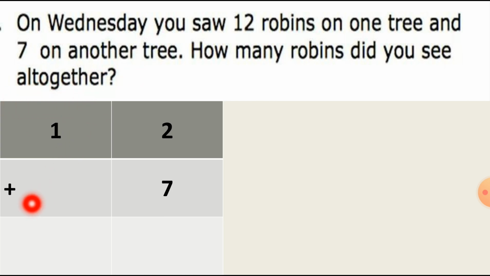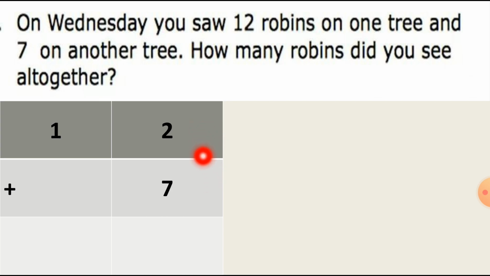So this indicates the plus. So I have to put the plus sign here. Now as per the keyword, this is an addition sum. We have to find how many total birds are on both the trees. So we have to put a plus sign here and perform the addition operation with this sum.